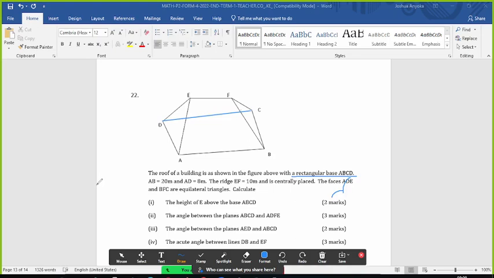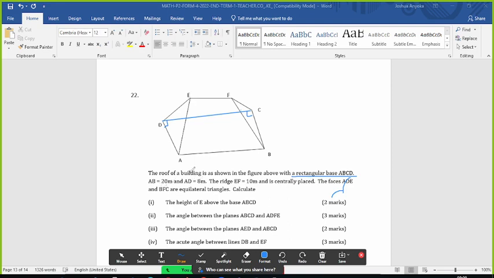So in three-dimensional geometry, anytime you are reading, have all the properties of a rectangle in mind. So you must see that this angle is 90. This one is 90. However much in the diagram does not look so. So you must have the properties in mind.